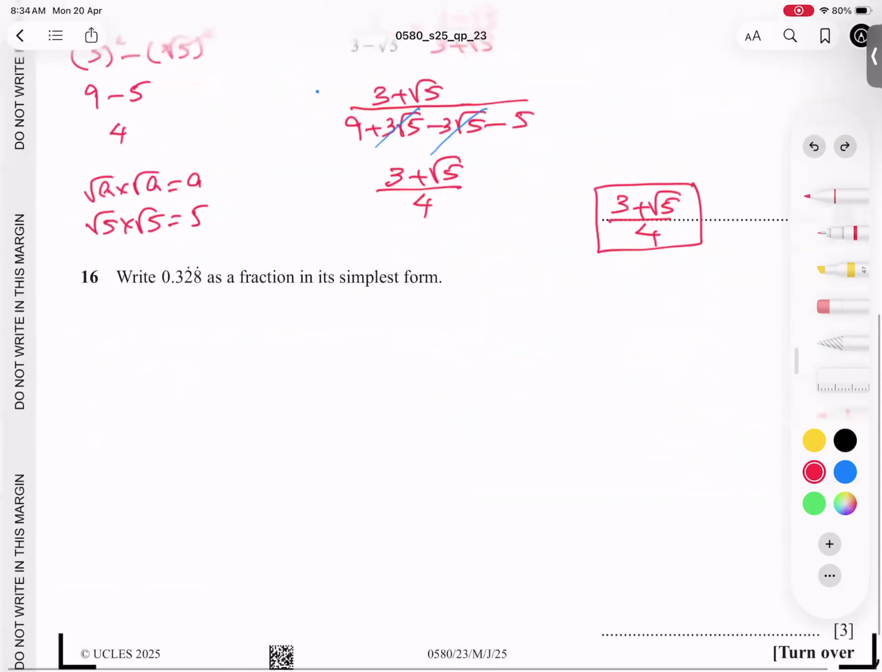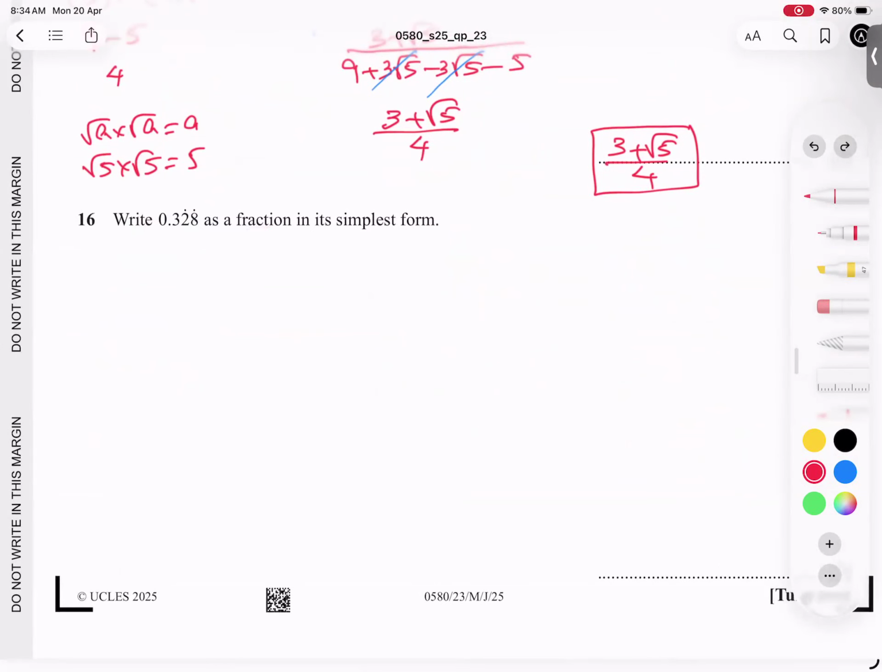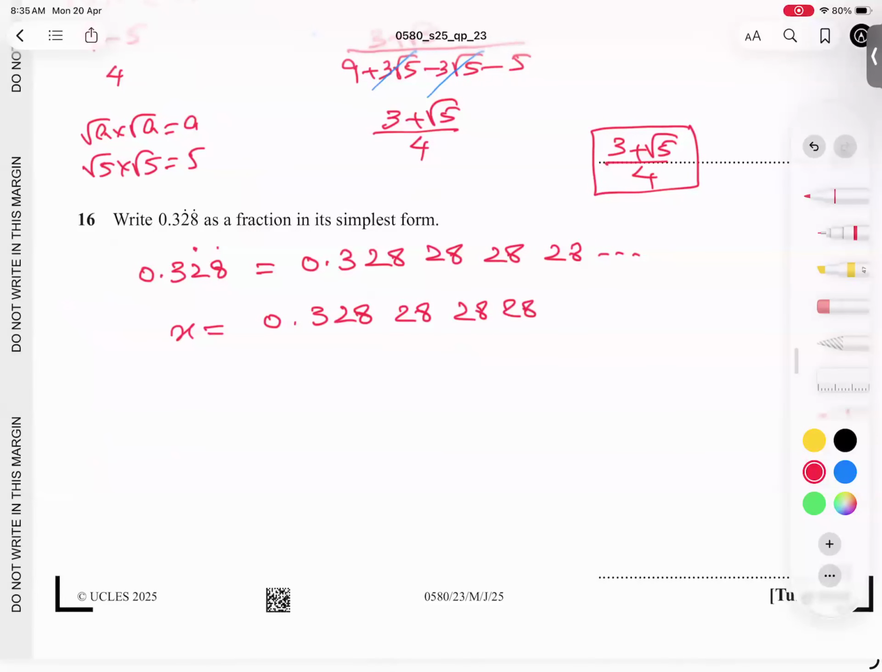And what is the next one? Convert into fraction form. How can we do it now? Let's start with 0.3 and 2 dot on it. Means basically 0.3, 28, 28. Okay, let me write it with space. 28, 28, 28. Basically, there's no space, I'm just showing you space. So this I have taken first of all as x. 3, 2, 8, 2, 8, 2, 8, continuing forever.